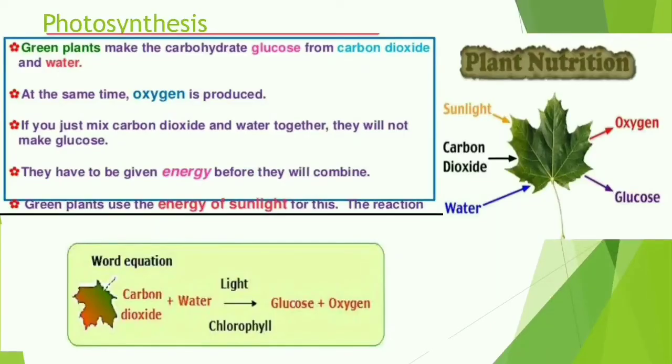Next is photosynthesis. So green plants make carbohydrate, that is glucose, from carbon dioxide and water. At the same time, they also produce oxygen. So what happened here? Carbon dioxide and water, in the presence of light and chlorophyll, the plant can produce glucose, and also they give out oxygen.